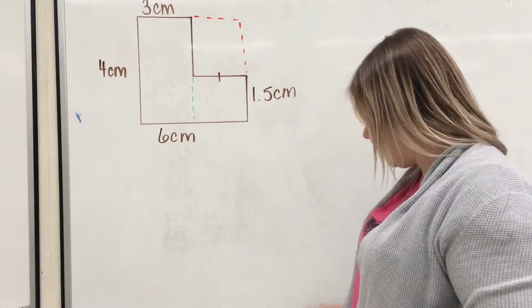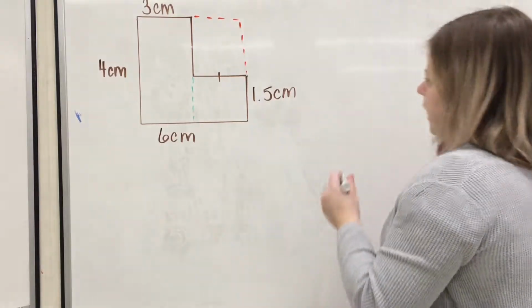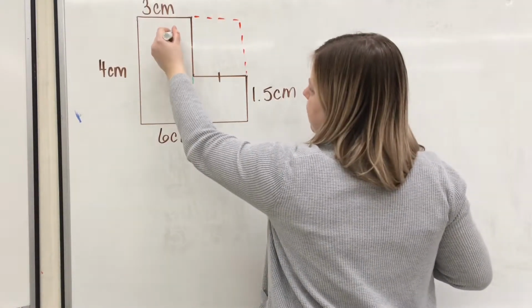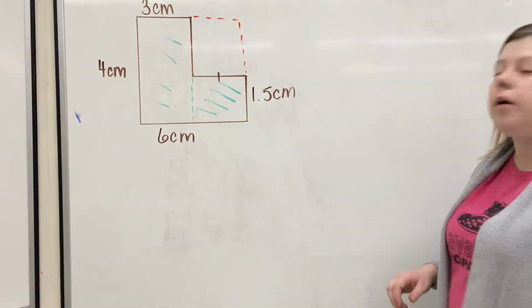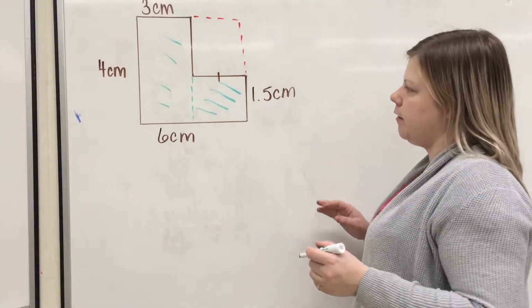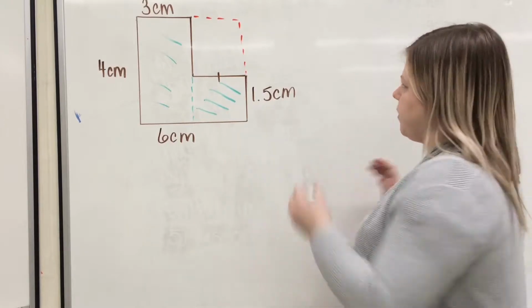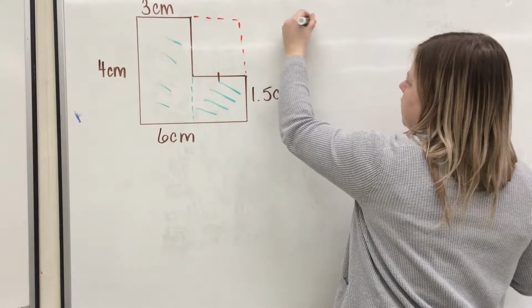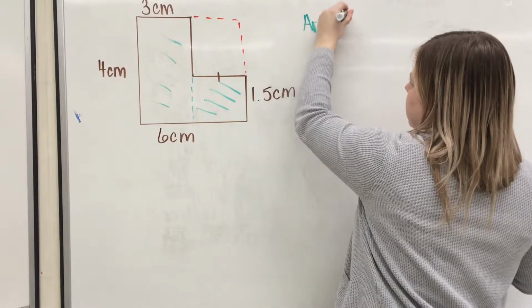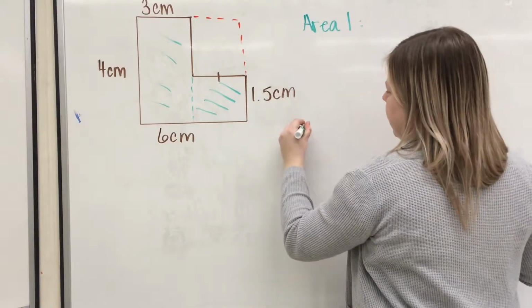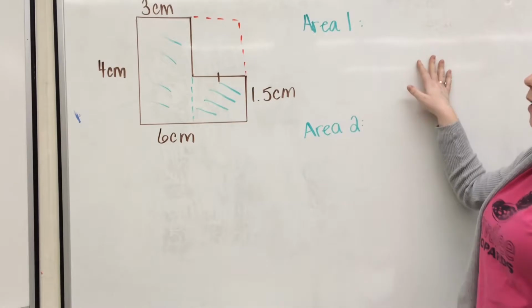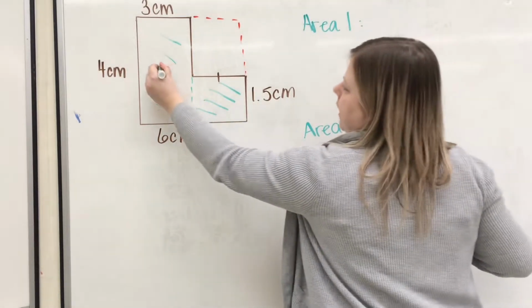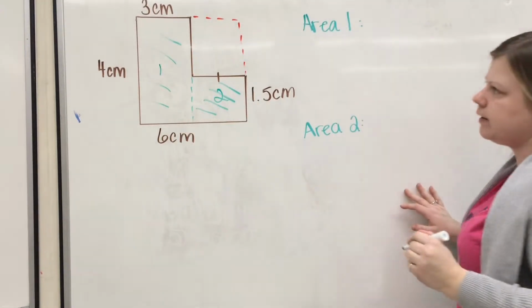So the first one we're going to do together is the red one. And that's where we calculate the area of this shape here and the area of this shape here, okay? So in order to calculate the area of these two shapes, I'm going to write area 1. And I'm going to write area 2 right here. Area 1, I'm going to make this one my number 1 and this one my number 2 like this.